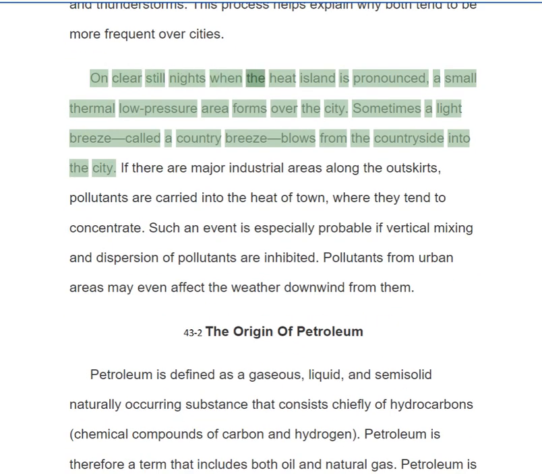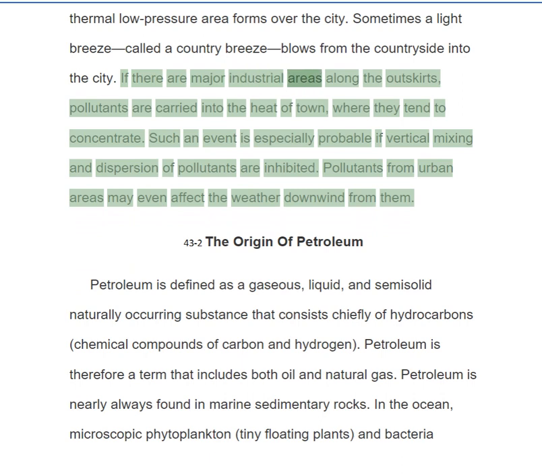On clear still nights when the heat island is pronounced, a small thermal low-pressure area forms over the city. Sometimes a light breeze, called a country breeze, blows from the countryside into the city. If there are major industrial areas along the outskirts, pollutants are carried into the heat of town, where they tend to concentrate. Such an event is especially probable if vertical mixing and dispersion of pollutants are inhibited. Pollutants from urban areas may even affect the weather downwind from them.